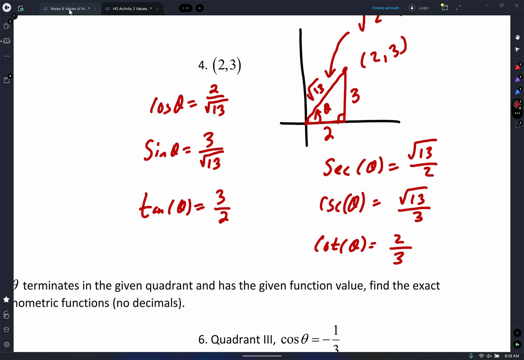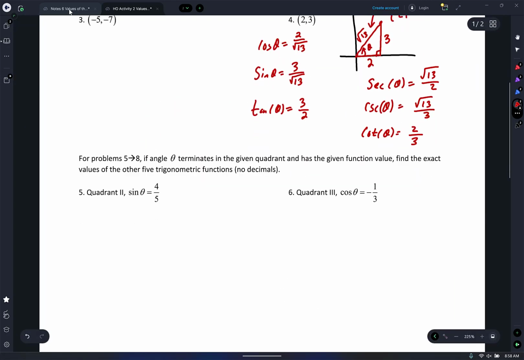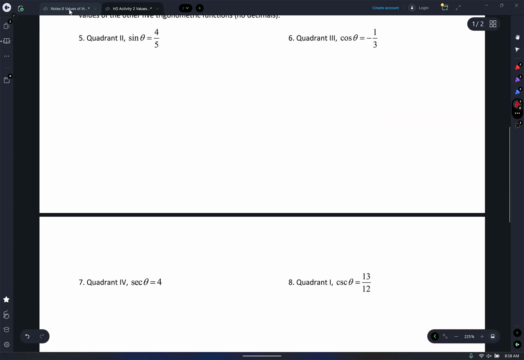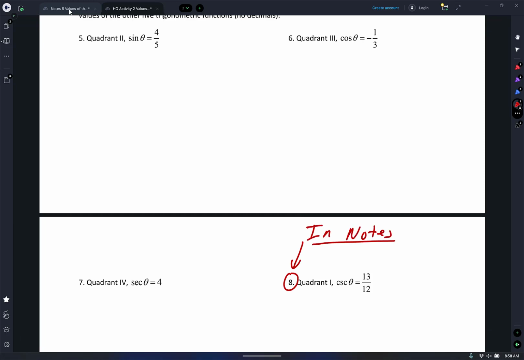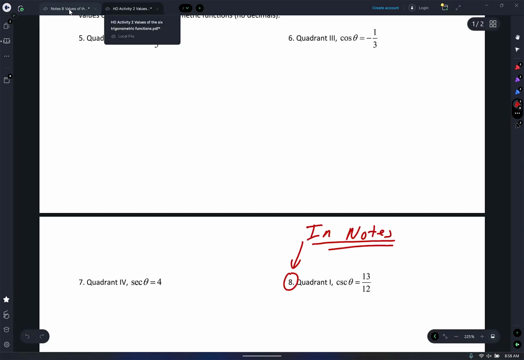How do we feel? All right. 5 through 8. Look at question number 8. This one is in the notes, the exact question. Rewrite it. It says terminates in quadrant 1, cosecant is 13 over 12. So just rewrite it and put it back in there.